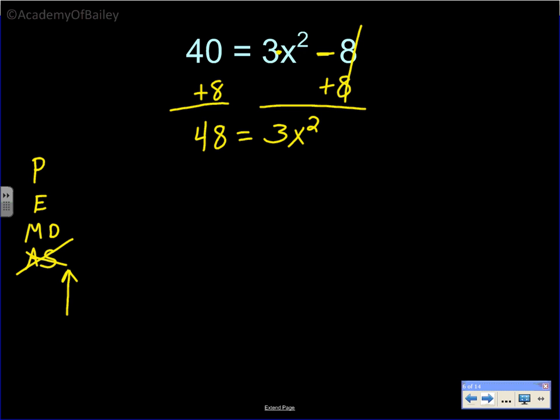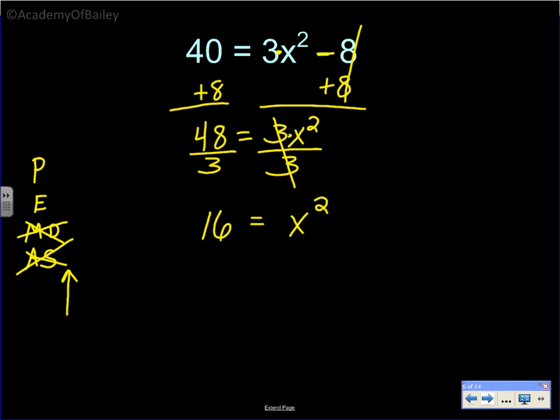Looking there, multiplication and division. We're multiplying by 3, so the opposite of multiplying by 3 is to divide by 3. Divide both sides by 3. So 48 divided by 3 is 16. And so now we have 16 is equal to x squared. And we've gotten rid of multiplication and division.